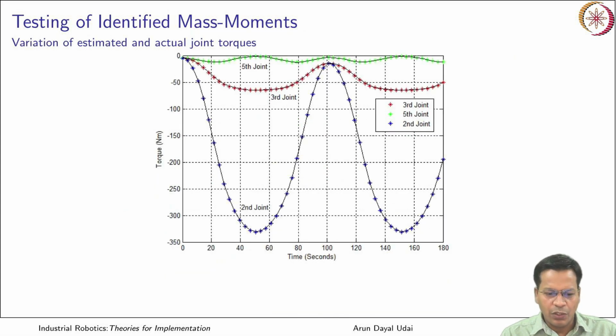This gave me torque variation like this for all the joints. This is for the second joint, this is for the third joint, and this is for the fifth joint. So as expected, the dotted ones you can see here are the predicted ones, and the continuous ones are the actual ones. So both are exactly overlapping. You see, for this test trajectory, it exactly matches.